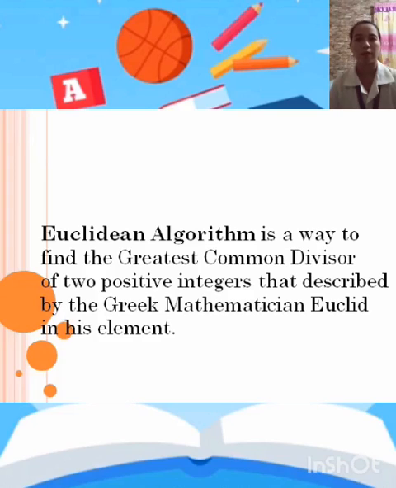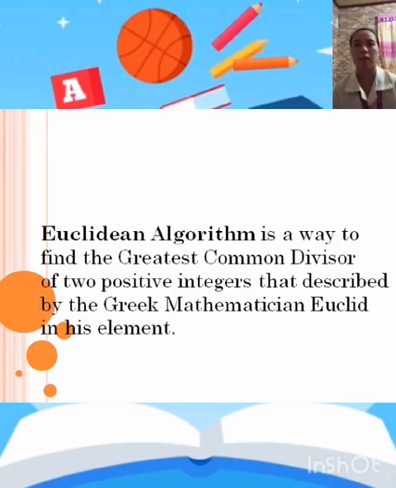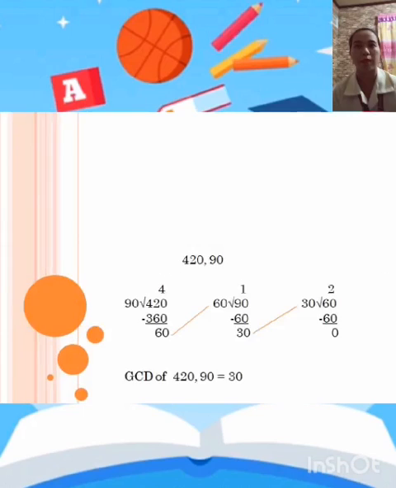The Euclidean algorithm is a way to find the greatest common divisor of two positive integers, described by the Greek mathematician Euclid in his Elements. If you don't have the factors of the numbers, repeatedly perform long division. The method stops when the last remainder is 0. Then the greatest common divisor is the last non-zero remainder. It involves successively dividing and calculating remainders. It is best illustrated by examples.